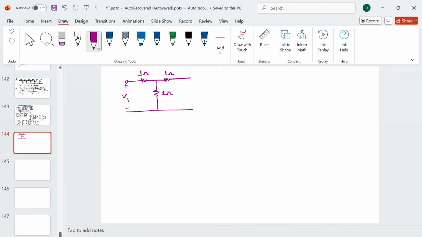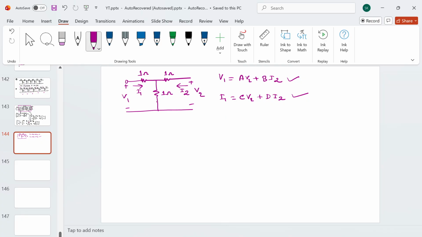This is my V1, this is my I1, this is my V2, this is my I2. I have to formulate the equations in this form: V1 equals AV2 plus BI2, I1 equals CV2 plus DI2. I have to rearrange the equations in this way.